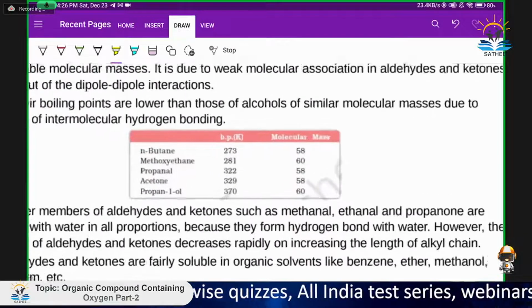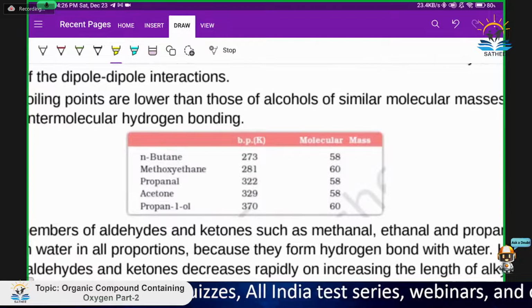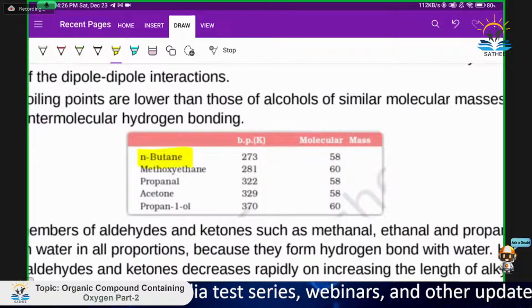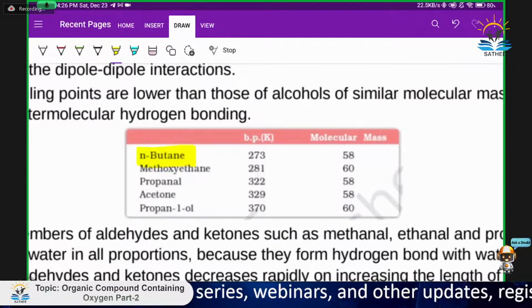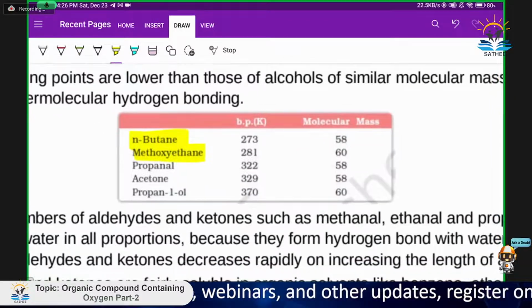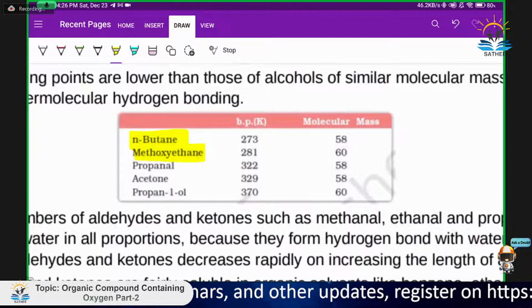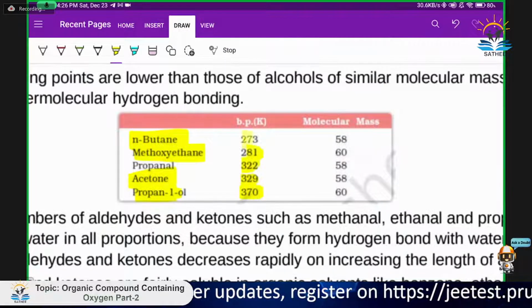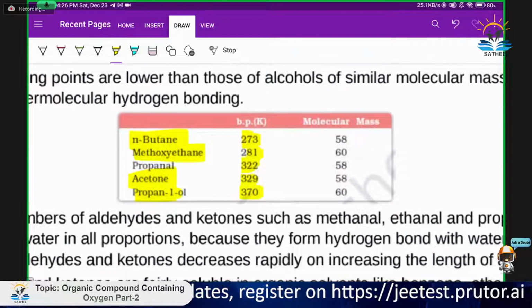So we have seen here the boiling point of normal alkane, aldehyde, ketone and alcohols, and we have given their boiling points here. So we can see the highest is for alcohol here.